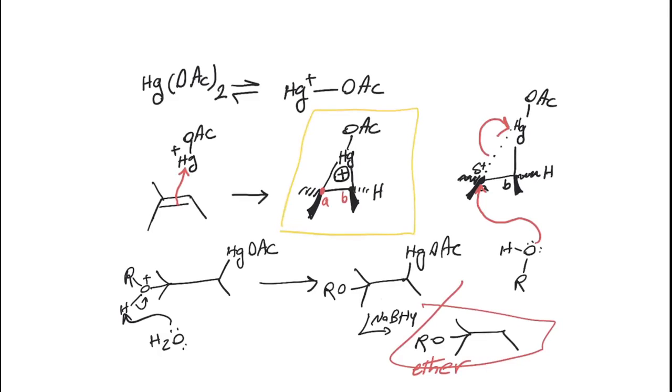Because the nucleophile, whatever it is, has to attack from the opposite side of the Hg. Hg is blocking one side of this species, and the nucleophile has to attack from below. So eventually, it's like we have added the nucleophile and hydrogen to opposite sides of the double bond. That's why we call it anti-addition. But it's different from anti-Markovnikov. This is for stereochemistry.